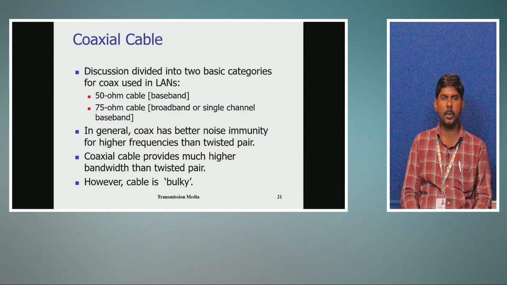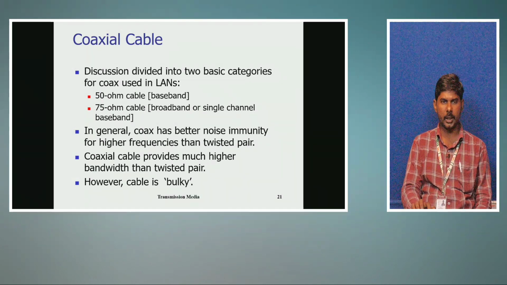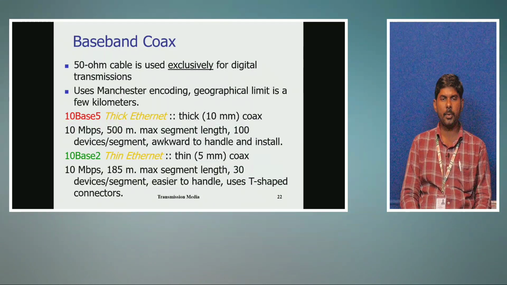Coaxial cables are again of two types: 50 ohm cable for baseband transmission, or 75 ohm cable for broadband transmission or single channel baseband. Coaxial cable has better noise immunity than twisted pair cable. For higher frequencies it provides higher bandwidth than twisted pair cable, but the cable is bulky. The 50 ohm cable is mostly used for digital transmission, and it uses Manchester encoding.